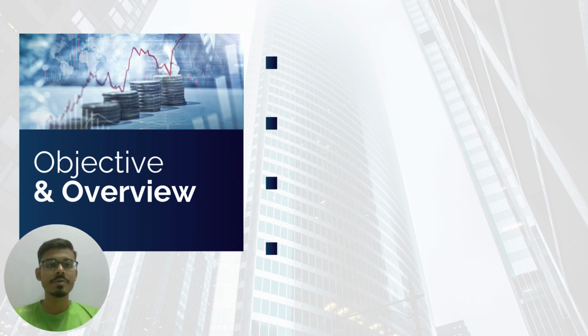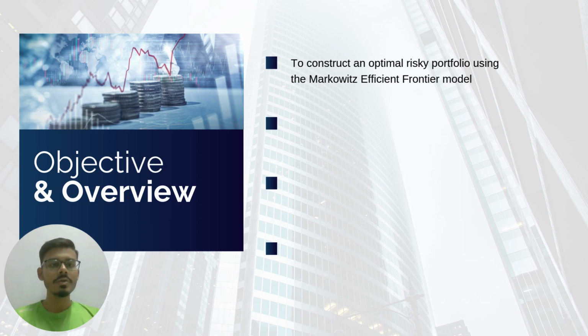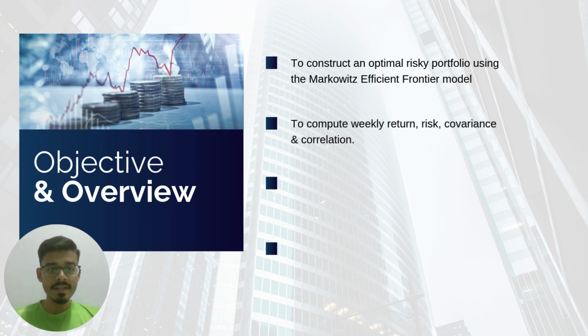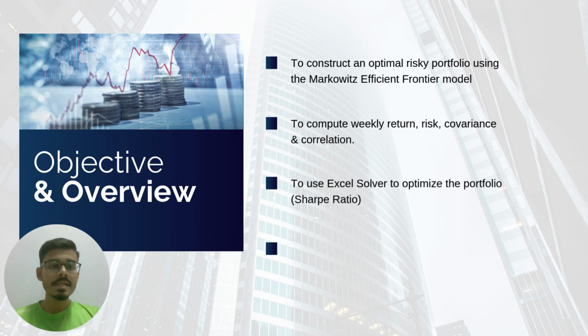Okay, let's begin with our objective and our overview for this presentation. The first is to construct an optimal risk portfolio using the Markowitz efficient frontier model. The second is to compute weekly return, risk, covariance, and correlation, which we will look into in detail later. To use Excel Solver to optimize the portfolio by using the Sharpe ratio. And lastly, to generate the complete portfolios for 3 investor types.